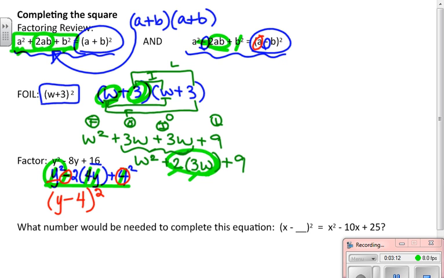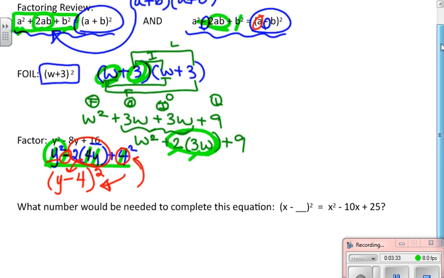I like to think about it like packing up a pop-up book. When it's closed, you can't see those cool pop-up middle things, but the minute you open it, something pops up out of the middle. It's not that this middle term has disappeared, it's just been packed inside that quantity squared.